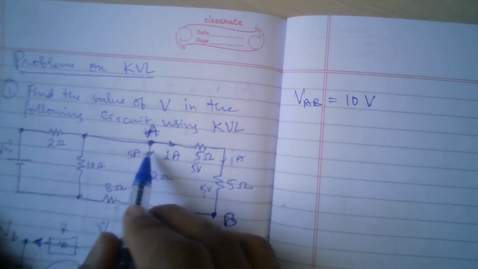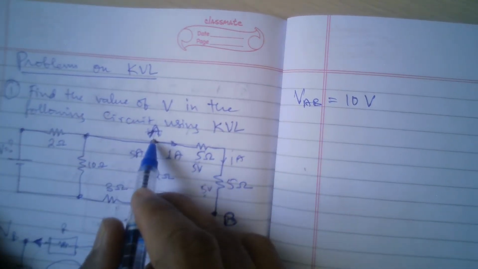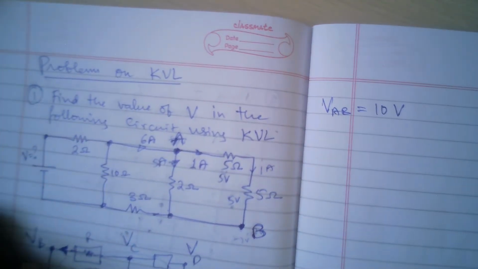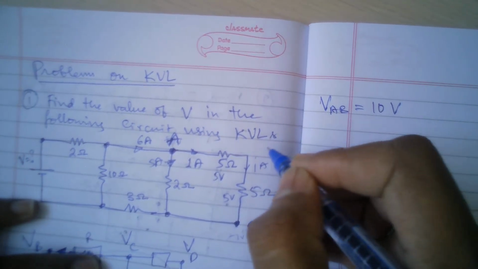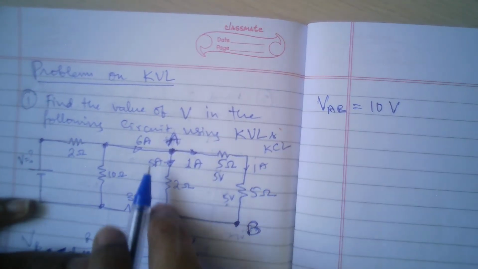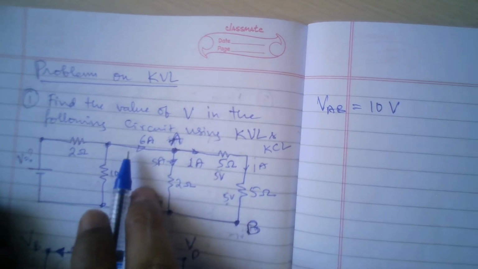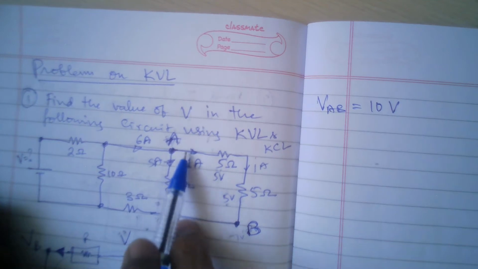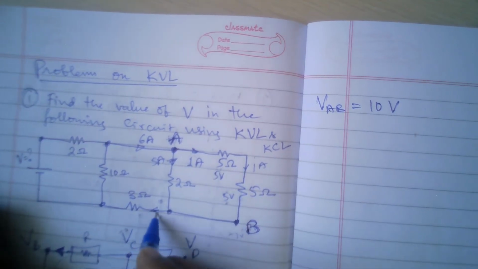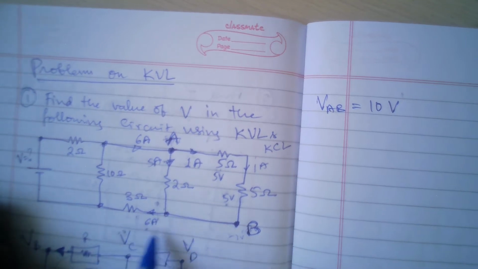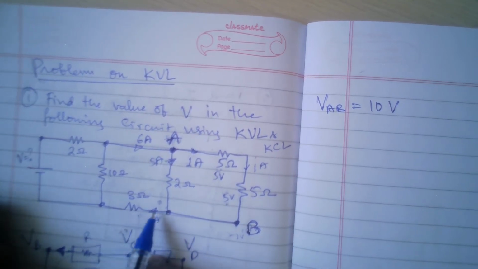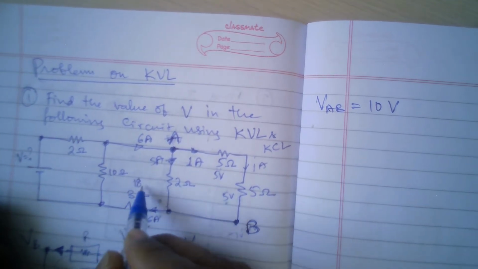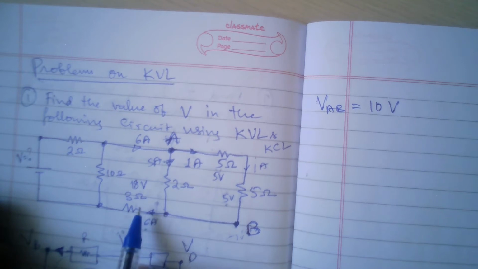Now the current leaving from this point A is 5 amperes here and 1 ampere here. So the current here will be 6 amperes according to Kirchhoff's current law. In fact, we are using both KVL and KCL, Kirchhoff's current law. So here 5 ampere plus 1 ampere, 6 amperes current. Now if this 6 amperes current is going like this, 5 here and 1 comes back here, then again 6 amperes will go here. If 6 amperes are flowing through the resistance, then the voltage drop will be 6 into 3, 18 volts. So 18 volts will be the drop here.